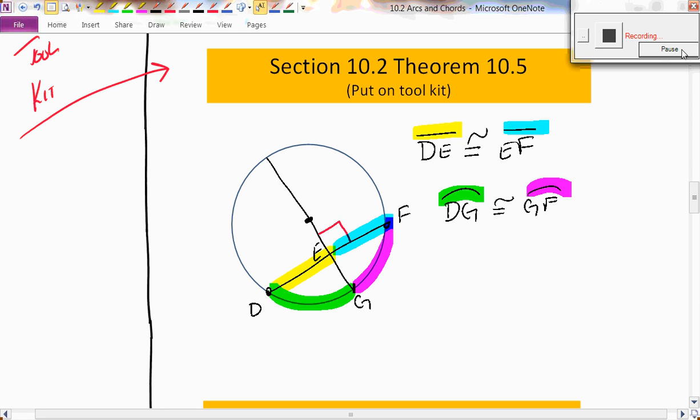If you've got a perpendicular bisector, that means it's going to bisect DE and EF, and it's also going to bisect the chords and the arcs on the outside. So the chords and the arcs are bisected.